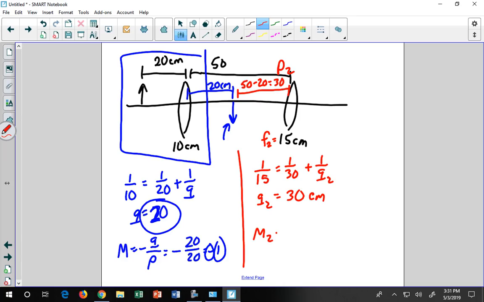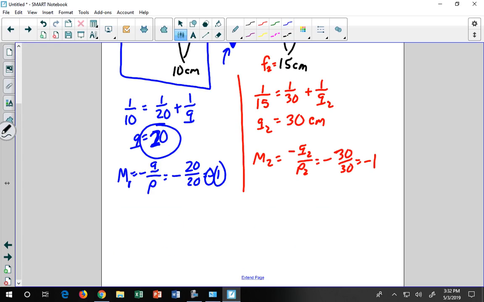And then M2 is negative Q2 over P2, negative 30 over 30. So this is also a negative 1 magnification. This was M1 over here, M2 for the second lens. To find the total magnification, you just multiply them. So my total is equal to the product of M1 and M2, negative 1, negative 1, positive 1.